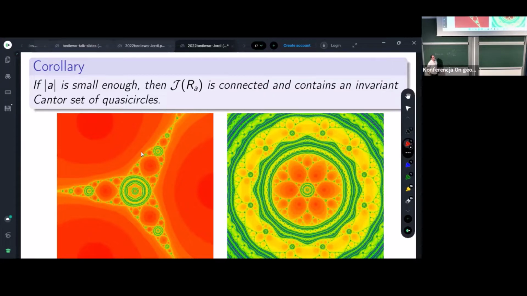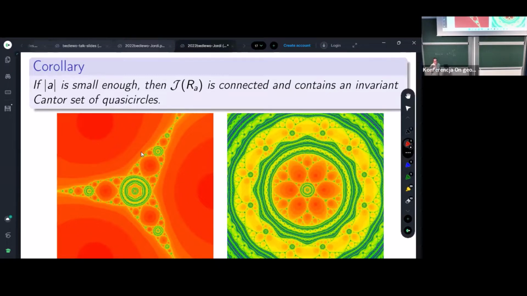Okay, and then we have this situation where we have the final corollary. Actually, we have much more than that, but the final corollary is: if the modulus of A is small enough, then the Julia set is connected and contains an invariant Cantor set of quasicircles.